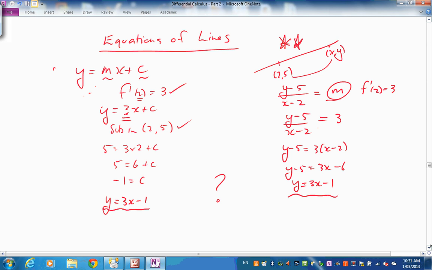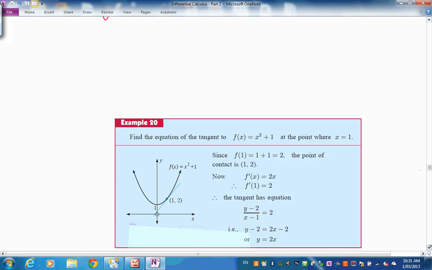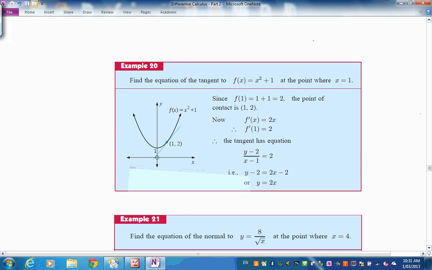Right, let's go down and start using our derivatives like that. So here, find the equation of the tangent, not just the slope. The first thing we need to do, when x is 1, is find what the point is. So it's the point (1, 2). Do you remember that? When x is 1, stick it back in there: 1 squared plus 1 is 2. So you can find the y value of the point by substituting the x value in the original function.